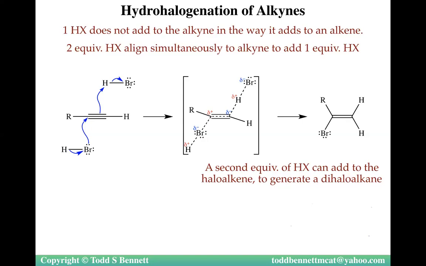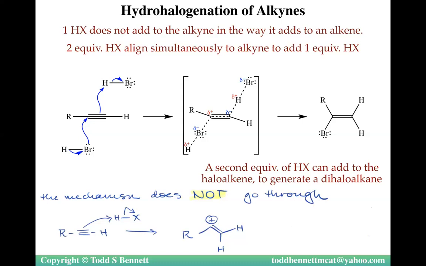Okay, so a second equivalent of HX can add to the haloalkene, meaning you can add HBr across this as well. So you want to be careful that you don't accidentally get dibromo species if you want to stop at this. It all depends what the target molecule is. The mechanism does not go through a carbocation. It's too unstable. So you cannot have a plus charge on this alkyne in a very stable fashion. Just doesn't work out. All righty. So that's one of the reactions.